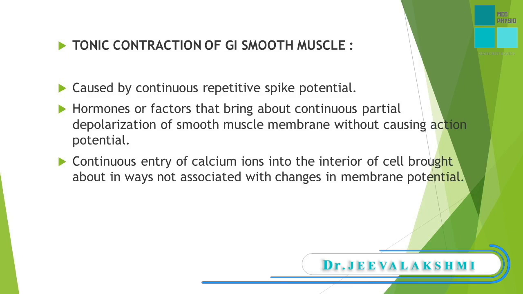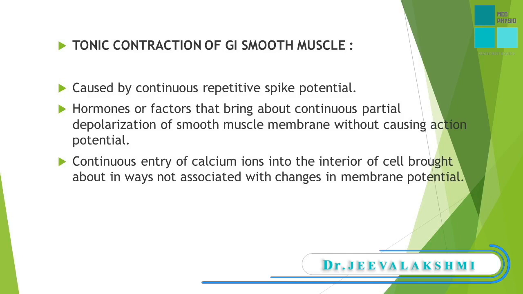At other times, tonic contraction is caused by hormones or other factors that bring about continuous partial depolarization of the smooth muscle membrane without causing action potentials. And the third cause of tonic contraction is continuous entry of calcium ions into the interior of the cell, brought about in many ways not associated with changes in the membrane potential.